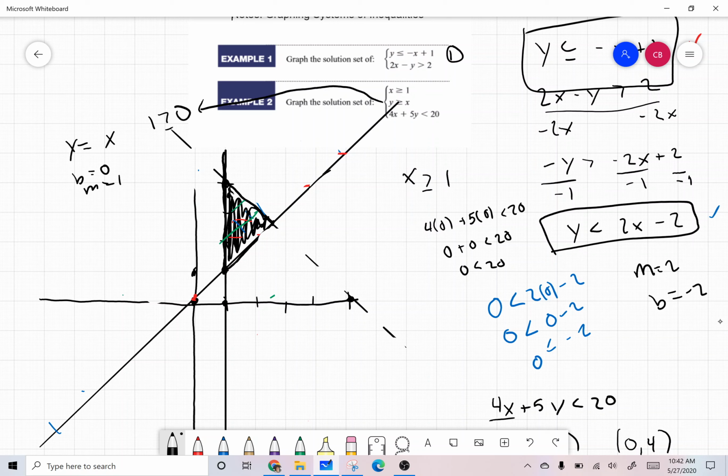And that is how you do systems of linear inequalities. It takes practice, it takes time, guys. I know you've probably done this once or twice before, maybe more. I think you guys can handle it. I hope you guys can handle it.